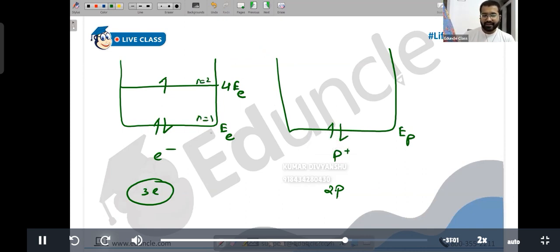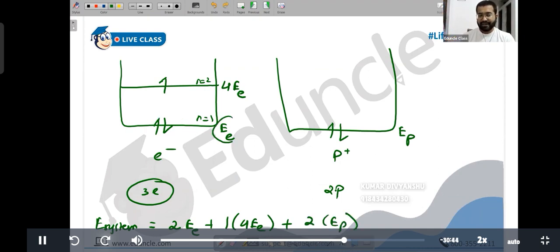So this is 4E. So the answer, the energy of the system, would be: you have 2 electrons in the ground state, you have 1 electron in the 4 into E state, and you have 2 protons in the EP state. People. 2 electrons are there with energy E, 1 electron has energy 4E, and 2 protons have energy EP. So your answer is basically 6 times electronic energy plus 2 times protonic energy. I hope you understood this one.